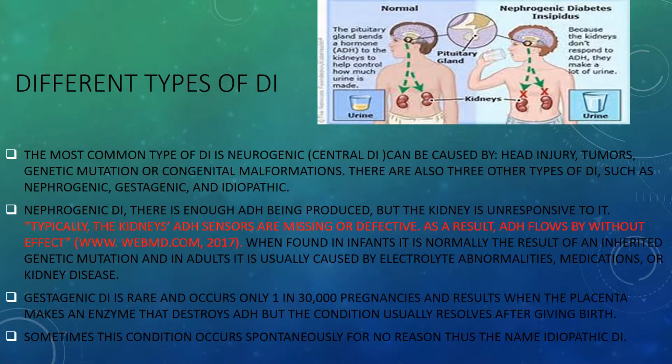There are four types of DI. The first is neurogenic or central DI. Nephrogenic is where there is enough ADH being produced, but the kidneys are unresponsive to it, typically because the receptors are missing or defective. Usually, infants get it from inherited genetic mutations, while adults get it from medications or kidney disease. Gestational DI is when the placenta makes an enzyme that destroys ADH, but the condition usually resolves after birth. And then there are occurrences where it happens spontaneously for no reason, and this is called idiopathic.